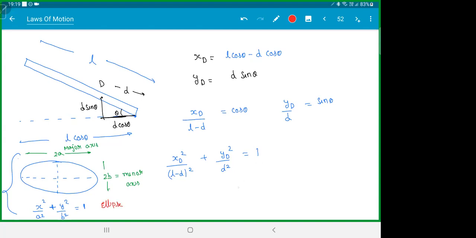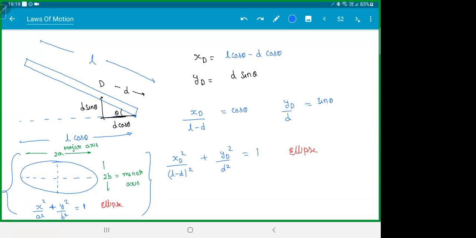So the path of D is actually an ellipse. So D is going in an elliptical path. Now this thing you should know. But I think if you got till here, you did a good job. I can understand if you don't know it's an ellipse. That you will learn anyways.